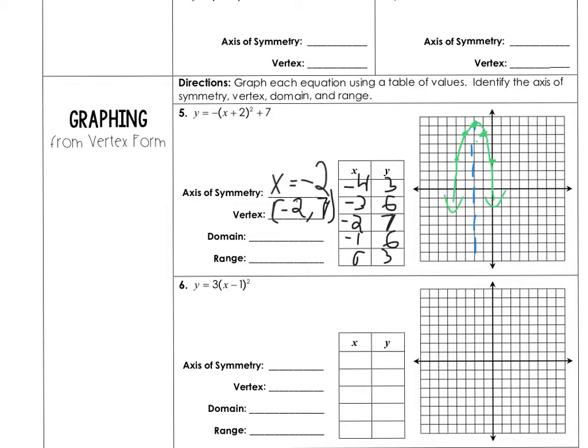Now, what's our domain? It can be any x, right? So x is an element of the real number system. And then, what is our range? Well, up here y starts at 7 and then goes down. So y is less than or equal to 7.